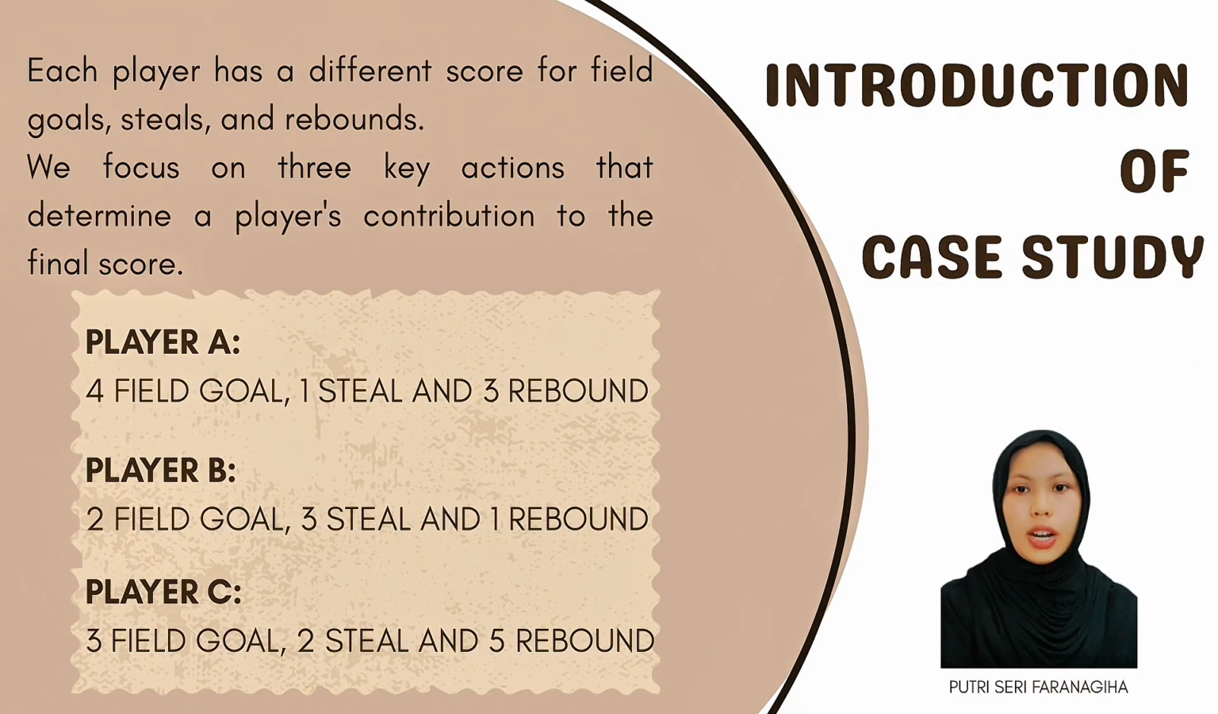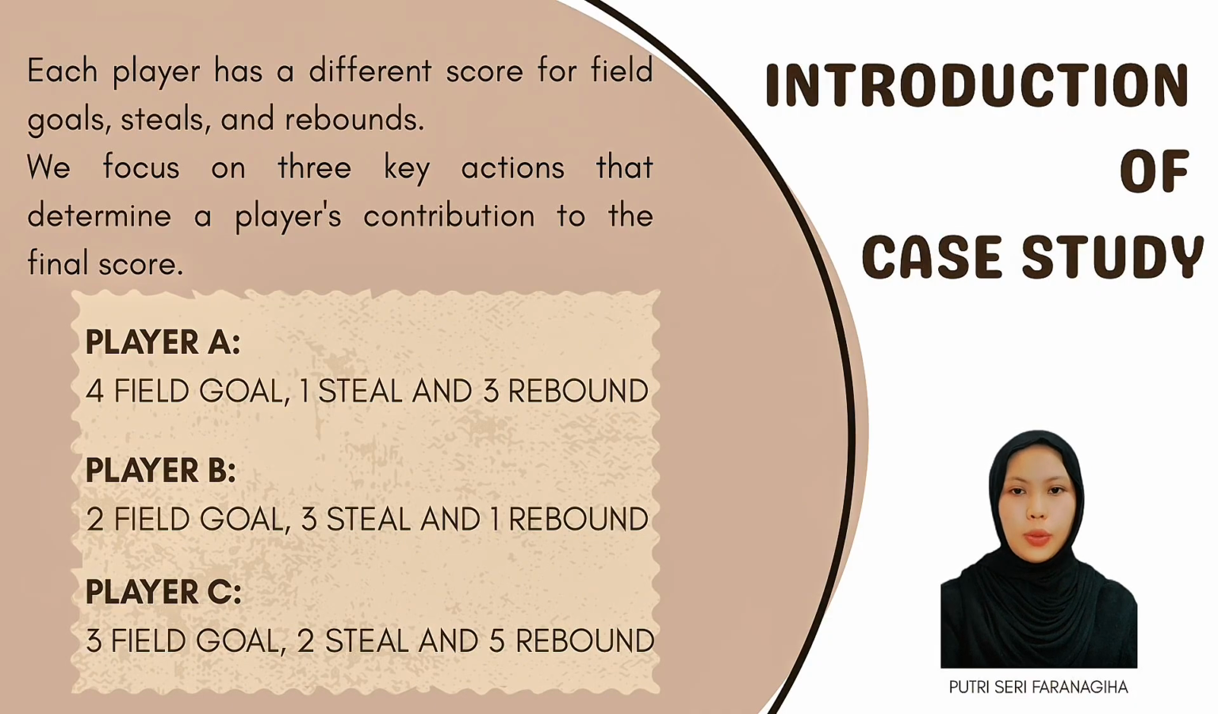In this study, we are analyzing a basketball scenario where each player has a different score for three key performance metrics. We have field goals, steals, and rebounds. We focus on these three key actions because they directly determine a player's total contribution to the final score. To give you an overview of our data, we have three players.